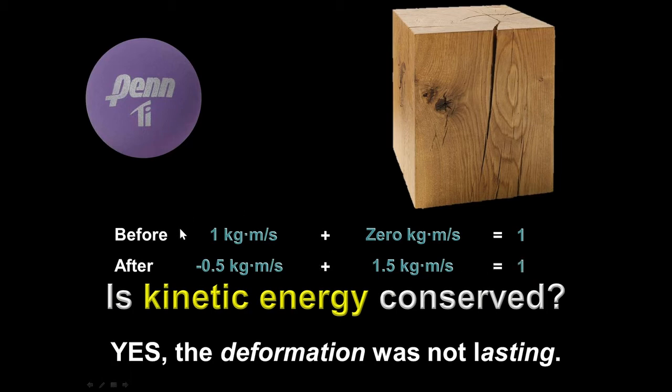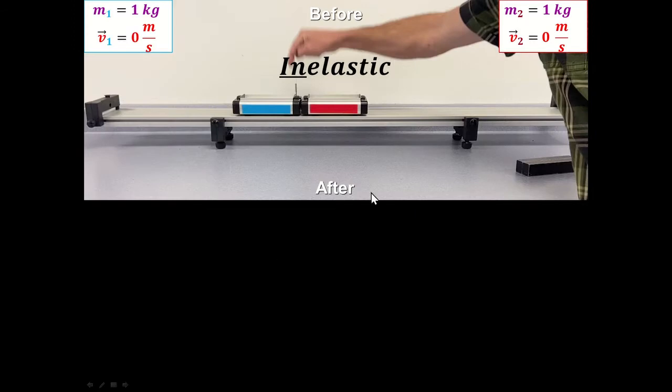One just kind of mind-boggling thing is this is how much momentum the ball had before the collision, and the block here had more momentum after the collision than the ball had initially. But that's because the ball ended up with negative momentum going back to the left.